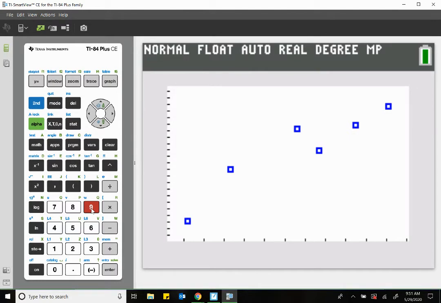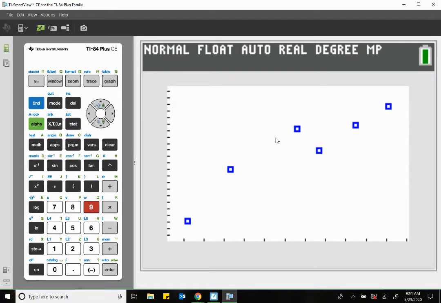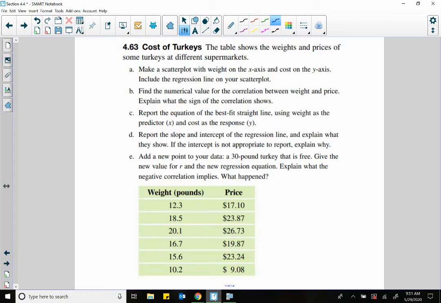So definitely seeing a positive association here. So our line would definitely have a positive slope. Okay, so let's jump back in here. So we made the scatter plot with weight on the x-axis. Yeah, so all that's good.